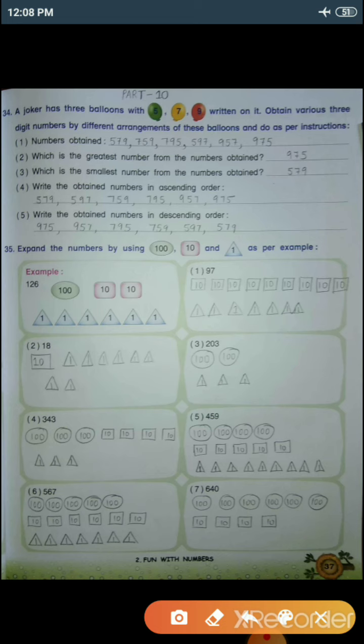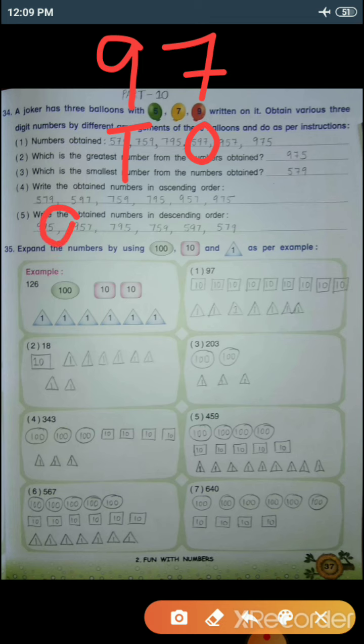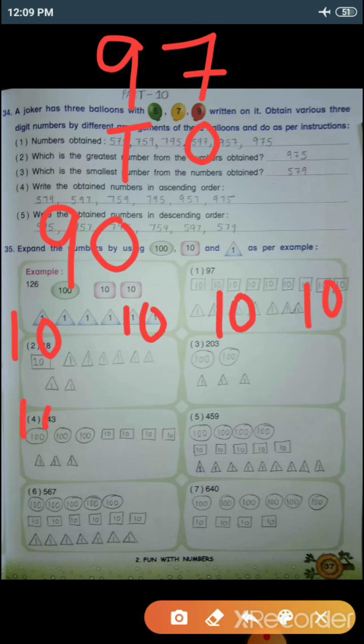Now let's take 97. 7 is on the 1's place, 9 is on the 10's place. So the value of 9 is 90. So we'll write 10 how many times? 9 times. Very good.